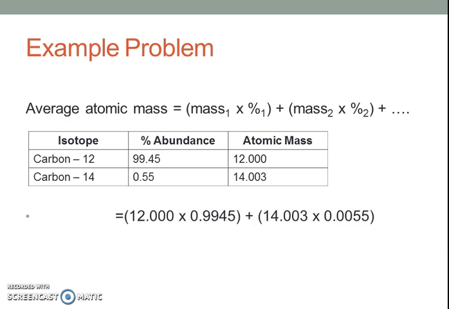So it would have this set up here, and you have to take the percentages out of percent and into decimal. And your average atomic mass for carbon is 12.011 AMU. And this is the mass that you see on the periodic table. And you can also see it's closest to the mass of carbon 12 because that is the most abundant isotope.